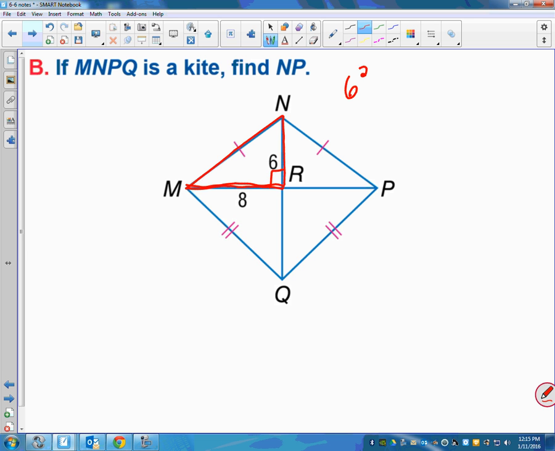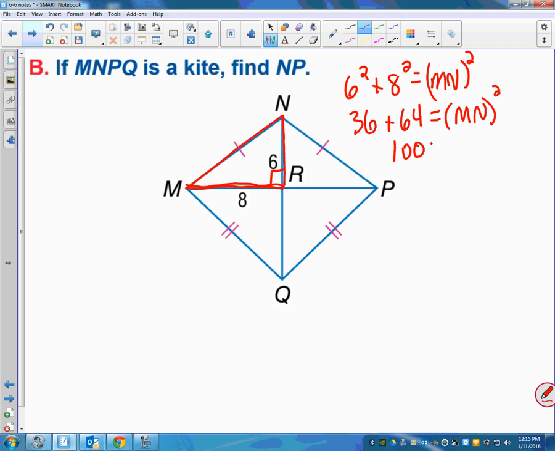So could I say 6 squared plus 8 squared equals n squared? Or 6 squared if you prefer. 36 plus 64. 100. So what does MN equal? Square root of that. Did they ask me to find what MN equals? No, but you gotta find that so you can find the other one. Because NP is marked congruent to NN, which means that NP also equals.